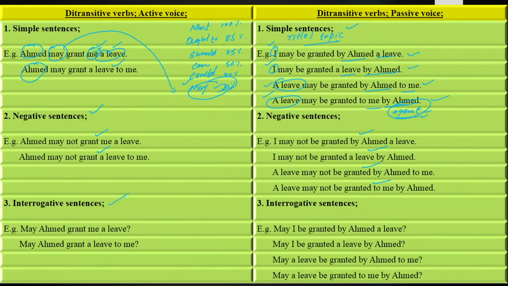Next we have got interrogative sentences. Those sentences in which we ask questions and put queries are called interrogative sentences. May Ahmad grant me a leave? May Ahmad grant a leave to me? May I be granted by Ahmad a leave? May I be granted a leave by Ahmad? May a leave be granted by Ahmad to me? And may a leave be granted to me by Ahmad?